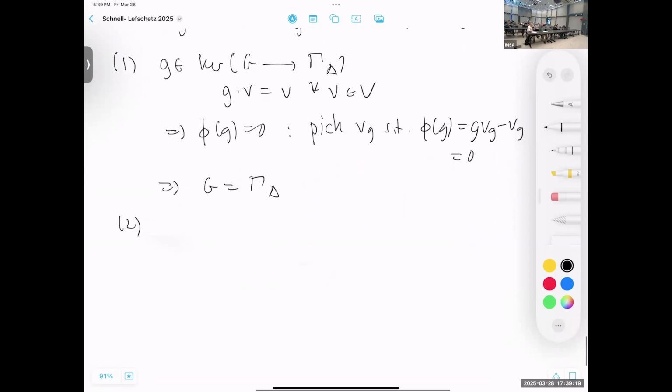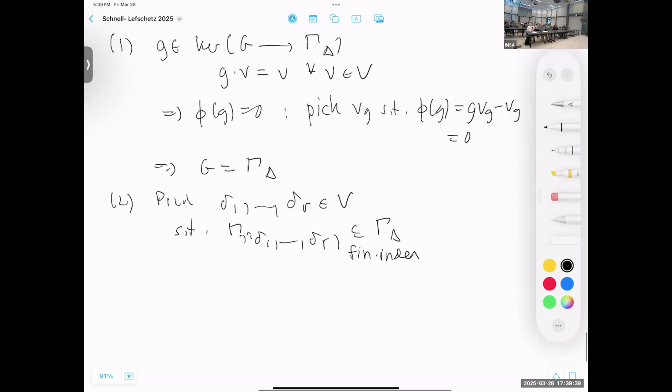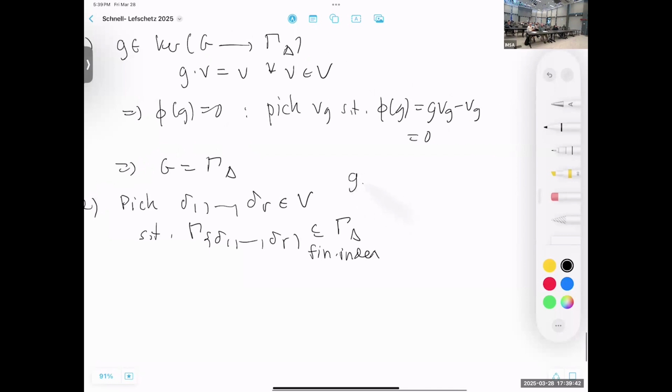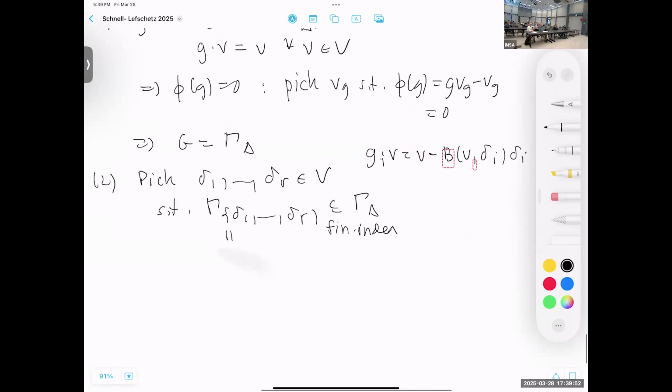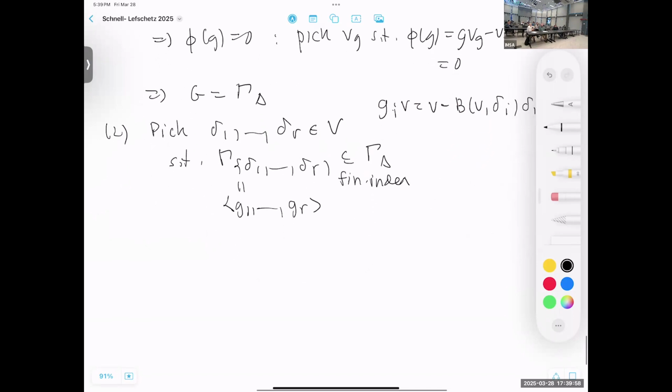Okay, so then the second step is I'm going to pick this finite index subgroup. So I'm going to pick, as in the lemma, the elements delta 1, delta R in V, as in Janssen's lemma, so that the group generated by those transformations has finite index. And so for each of these deltas, I'm going to have the transformation GI, which is V minus V delta I. So this group is just the group generated by those transformations, right? And so now I'm going to argue that I can make this phi trivial on this subgroup here, on this finite index subgroup.